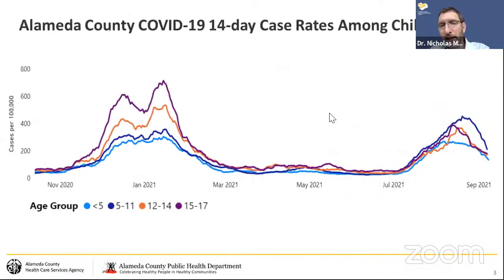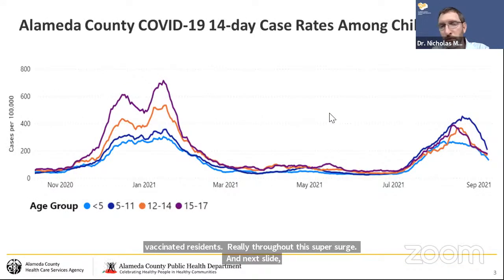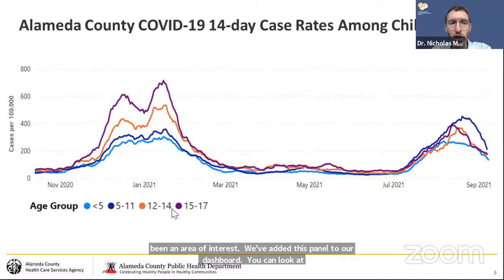The other thing I wanted to highlight were case rates among children. That's been an area of interest. We've added this panel to our dashboard. You can look at case rates by different age groups. And this is just children up to age 17.